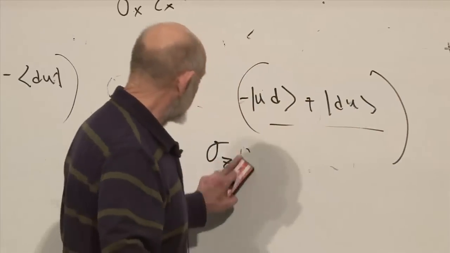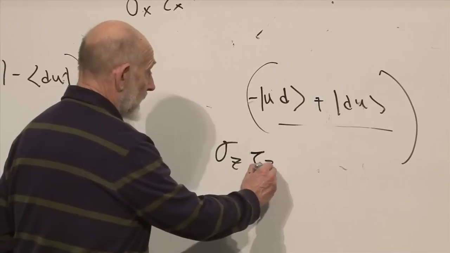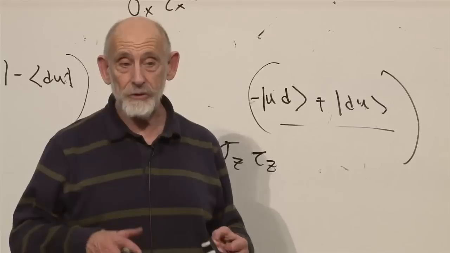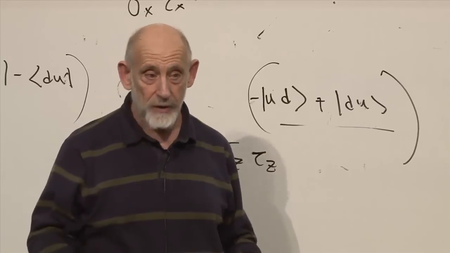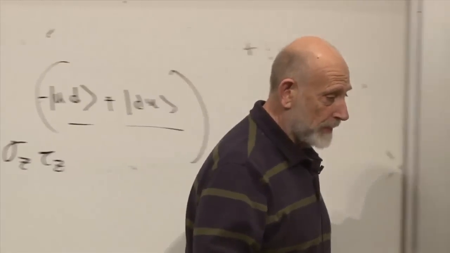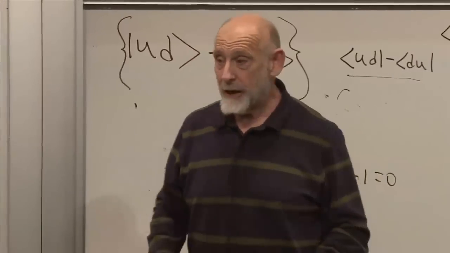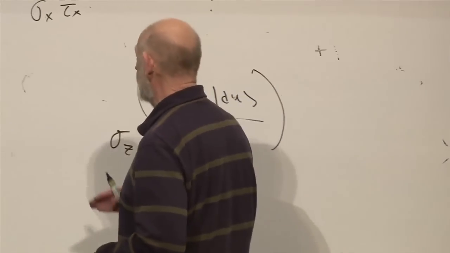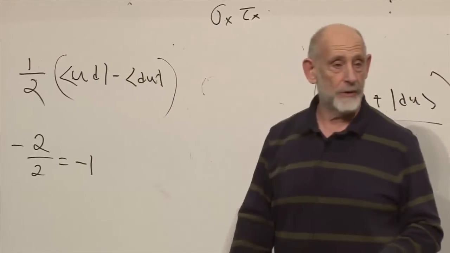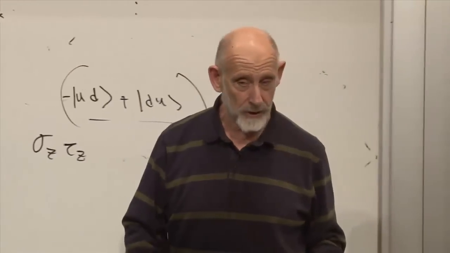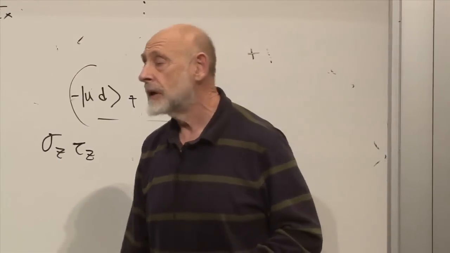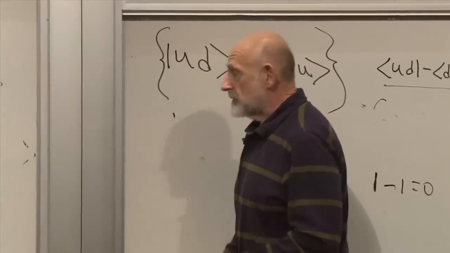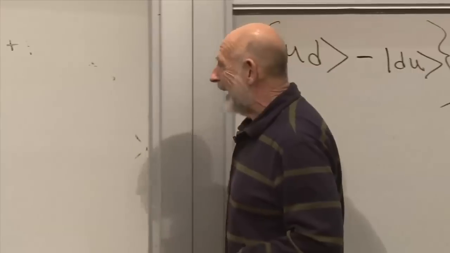What's the eigenvalue? Minus 1. So in fact, this state is a state in which if you measured the product sigma z tau z, you would get minus 1 every single time. So the expectation value is minus 1. Nevertheless, the expectation value of the individual sigma z's and tau z's is 0. All right, so this is beginning to get some of the flavor of what an entangled state is.